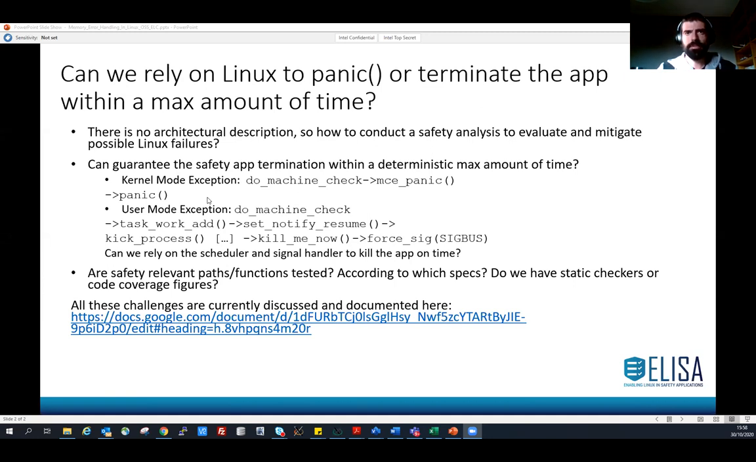User mode exception is different. Here we rely on the scheduler effectively, to call the signal handler and then to kill the application. So in this regard, obviously we have two options. From a safety perspective, we can either change the user mode behavior to behave the same as kernel mode, or we need to extend the analysis also to the scheduler itself and the other components involved. That would be quite a different level of complexity.